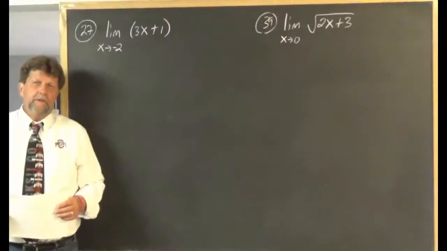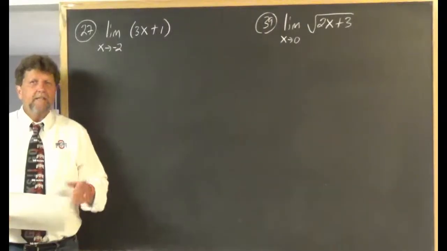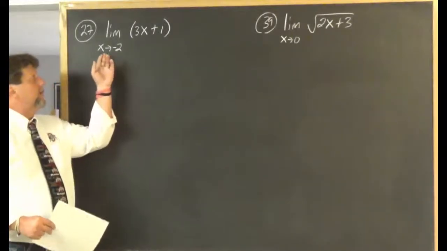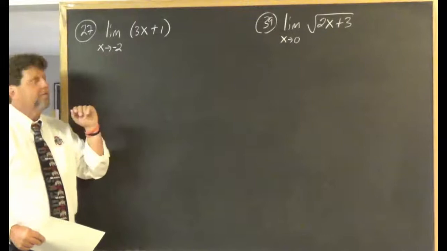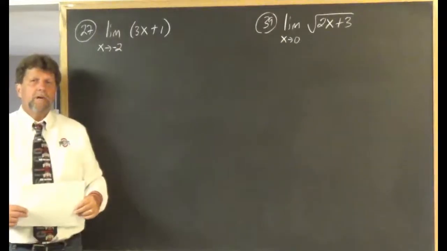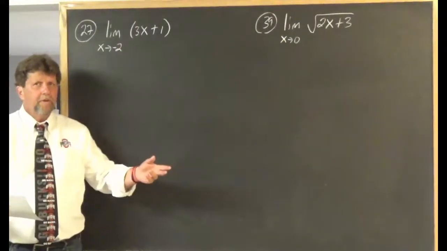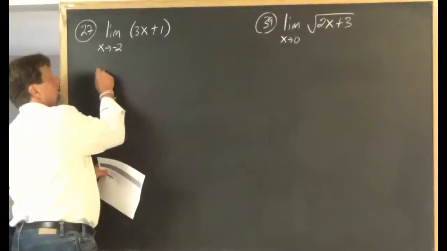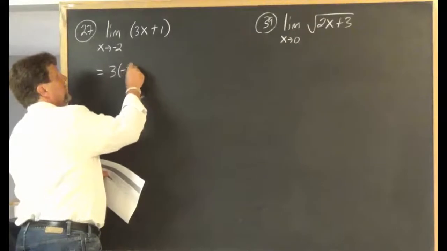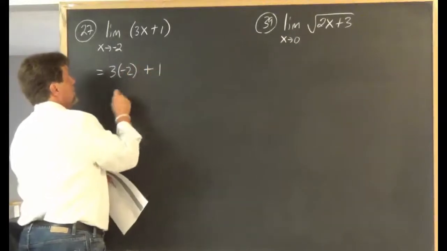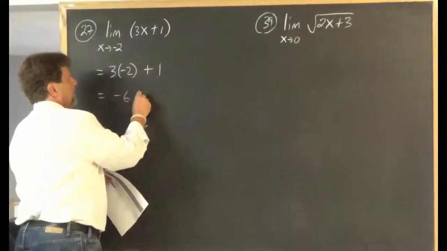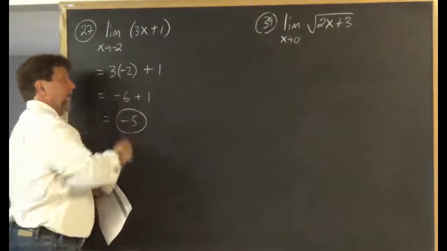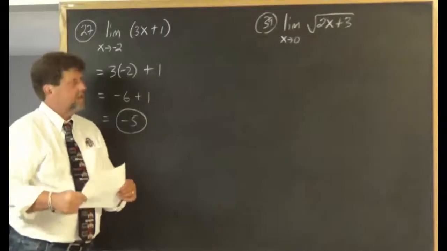All right, hopefully you did 27 and 39 like I asked, and let's see if you got them correct. Hopefully you did. So in 27, you're asked to find the limit as x approaches negative 2 of 3x plus 1. So what is it we try first? That's right, the substitution principle. So we substitute. So we get 3 times negative 2 plus 1. That's negative 6 plus 1. Negative 5. That limit is negative 5. Substitution worked.